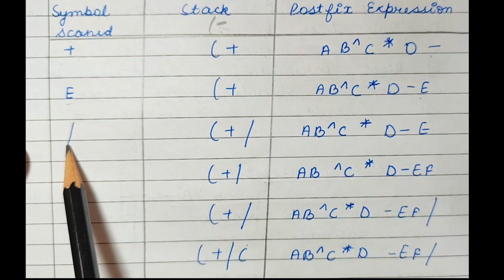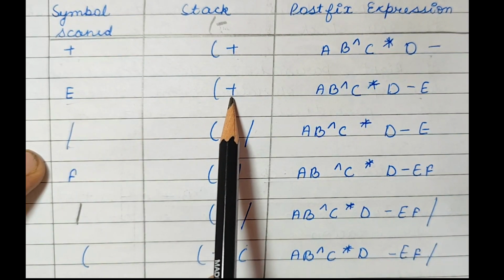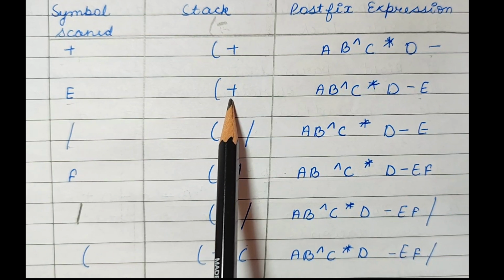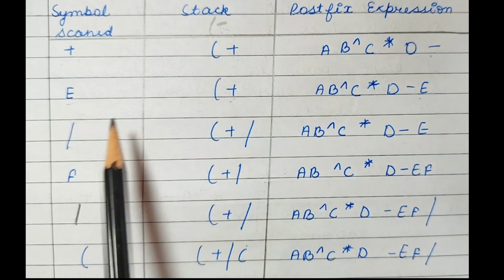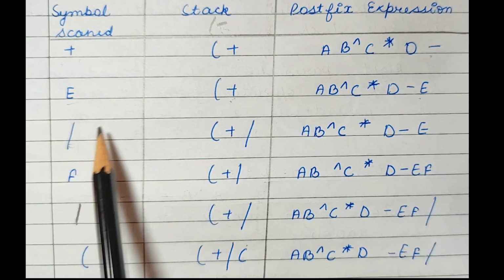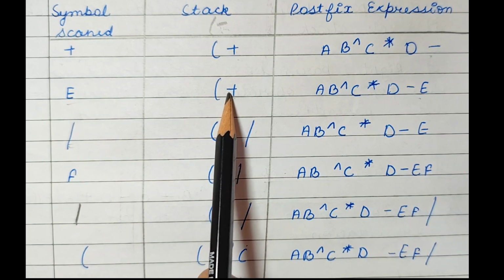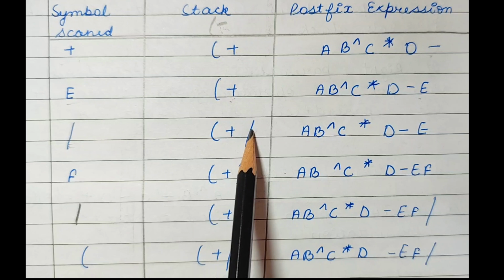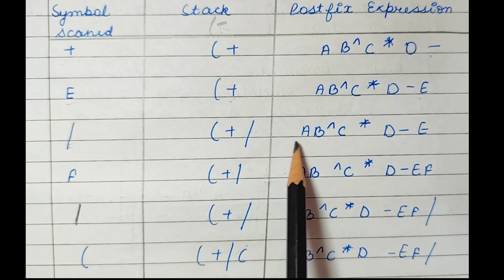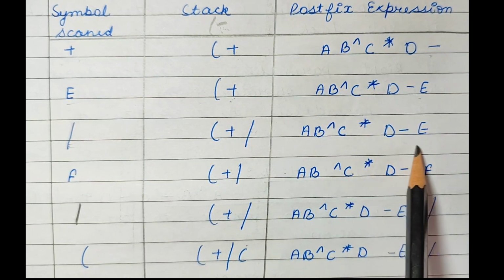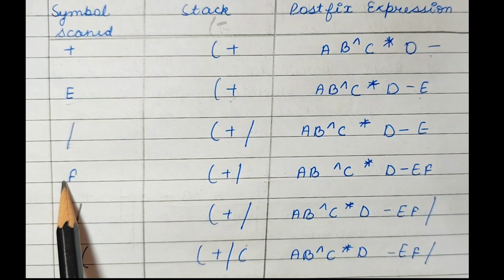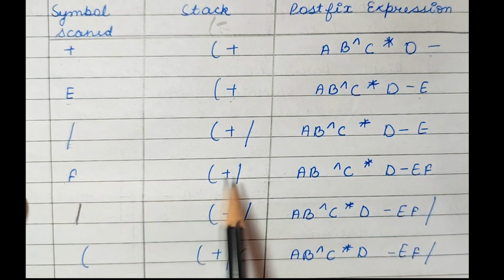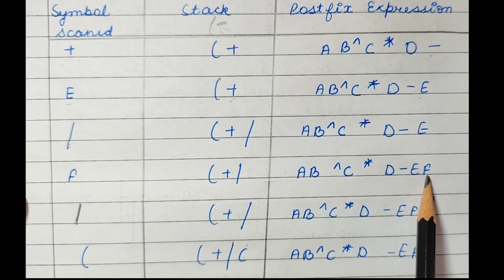After this we have division. Now in the stack we have plus operator. Now plus operator has less priority as compared to the divide sign, so we will not pop this plus operator. So we push this scanned operator inside the stack here, and the same expression we write here. After this we have F. F is an operand. We write F as such in the postfix expression.